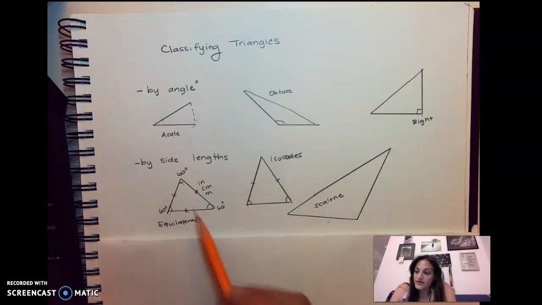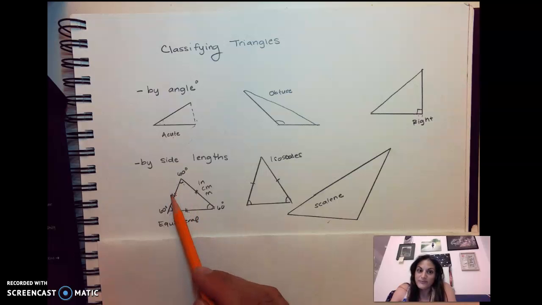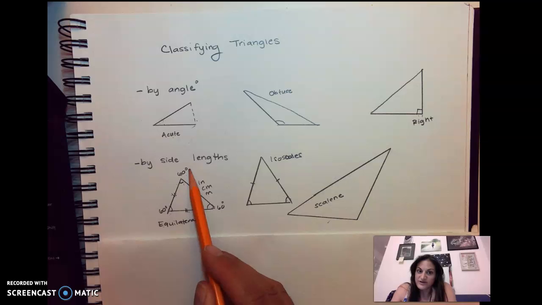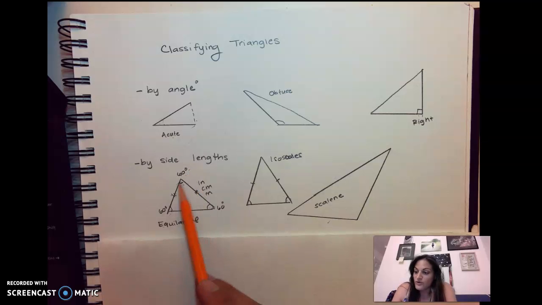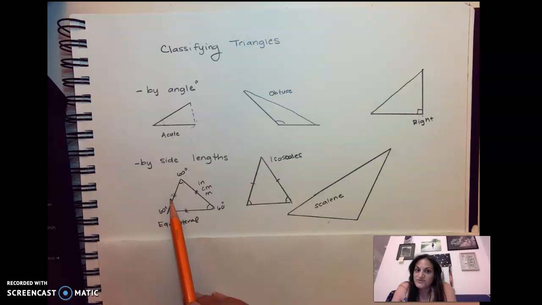Usually sides are noted by a number. An angle always has a degree measure mark on the right side. So it's always 60, 60, 60 for an equilateral triangle, and the sides have to be equal, all 3 of them together.